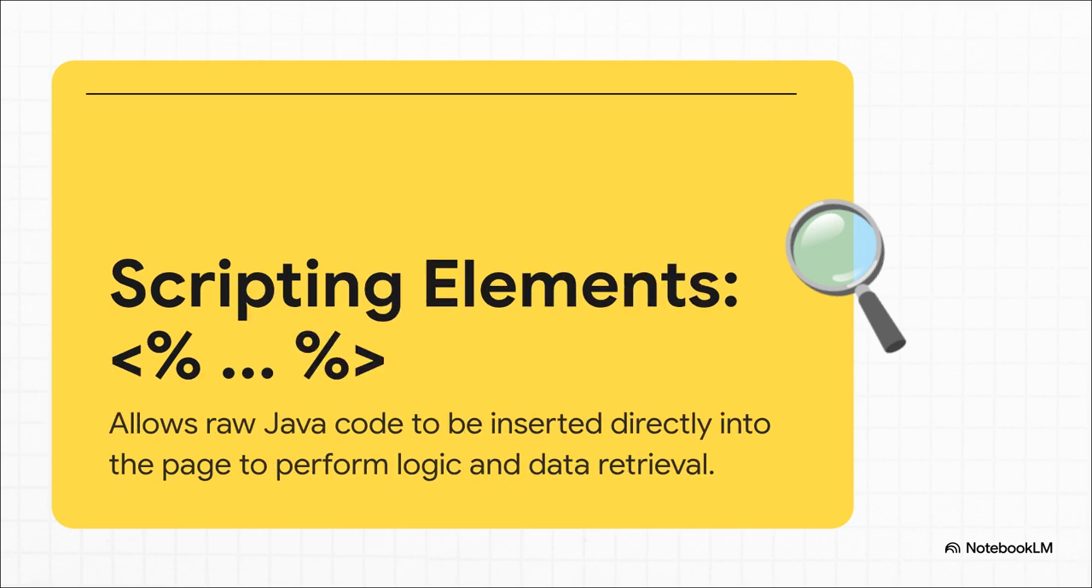Next up, we have the scripting elements. Now, these are the real heart of JSP. People often call them scriptlets. This is where you could just drop raw Java code right into the page. Anything you wanted to do, loop through a list of products, connect to a database to grab a username, do some complex calculation, you did it right here, inside these tags.